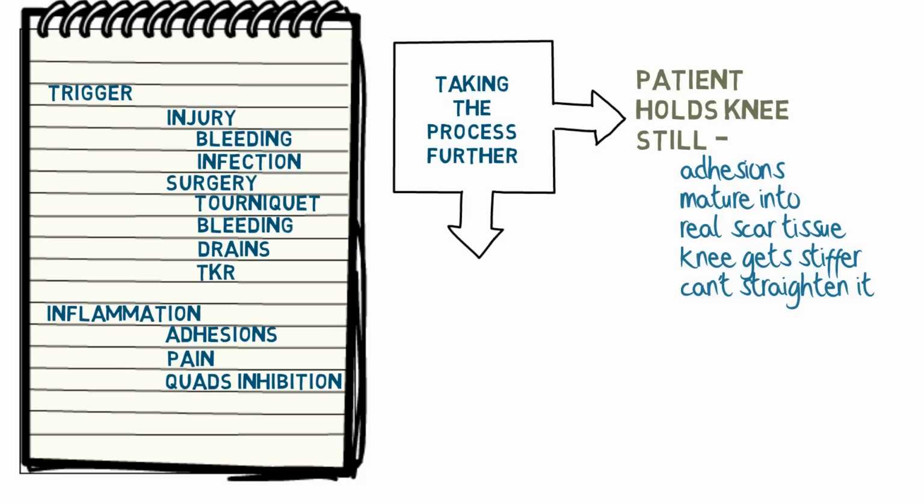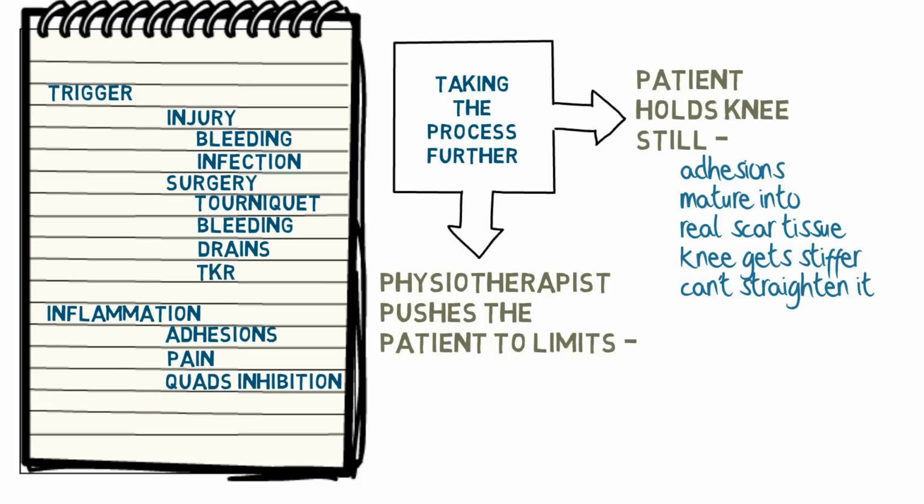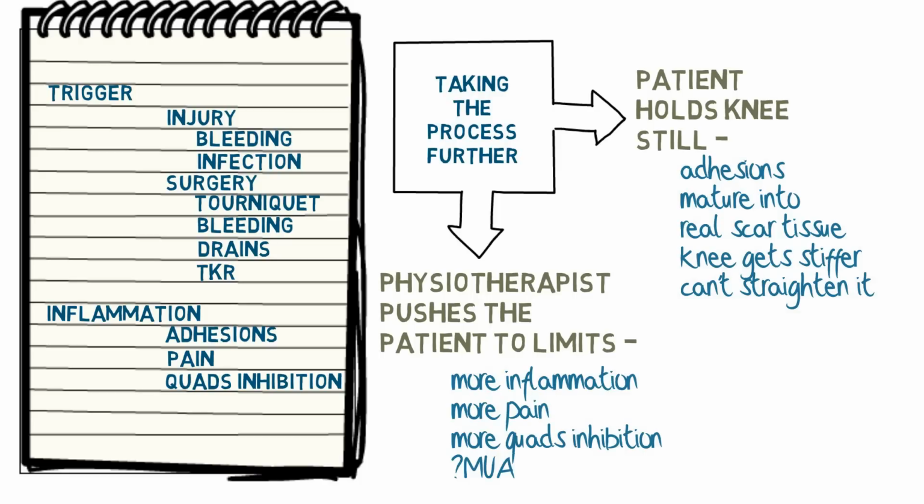The second pathway for arthrofibrosis involves a physiotherapy department. A physiotherapist who is not arthrofibrosis aware may push the patient to painful extremes and heighten the local inflammatory reaction. A physiotherapist may refer the person to the surgeon for a manipulation under anesthesia. And if this is not done well, there may be further tearing of the adhesions and further bleeding, again aggravating the status quo.